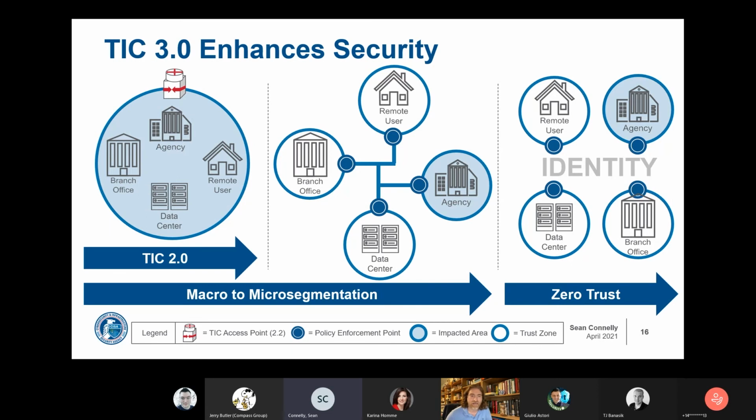On the left is that TIC 2 model, the traditional castle and moat. The area is protected by one large PEP at the top of the zone. If there's a compromise within the perimeter, the adversary has the potential for easily maneuvering throughout the entire environment.